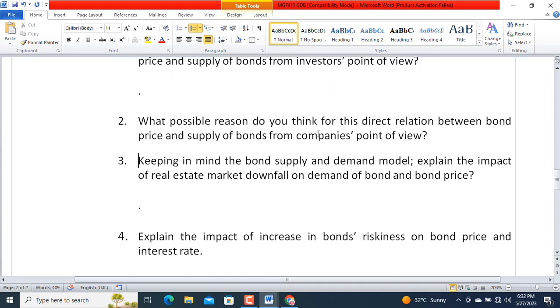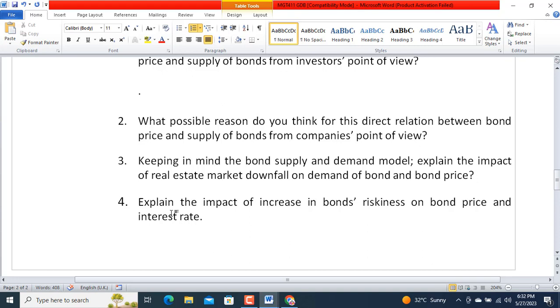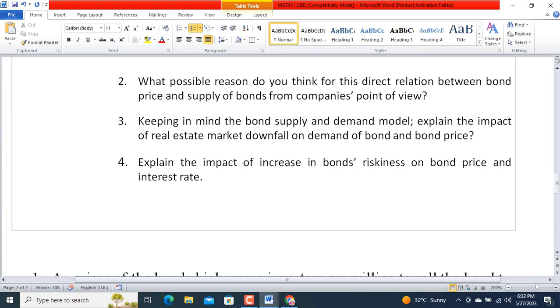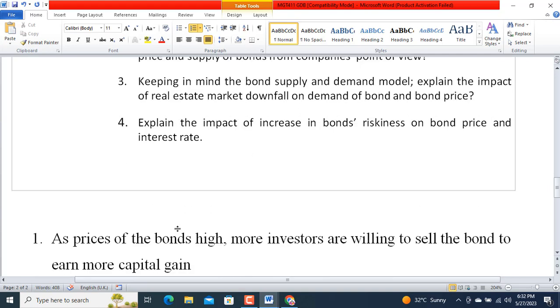Keeping in mind that the bond supply and demand model, explain the impact of the real estate market downfall on demand of bonds and bond price, and explain the impact of an increase in bond riskiness on bond price and interest rates. So there are four situations or tasks that you are going to explain as per this situation.